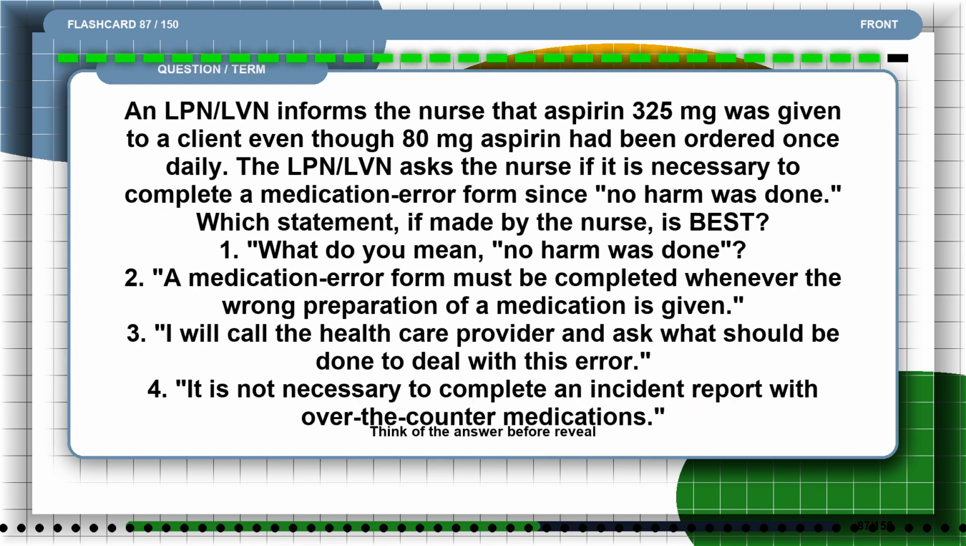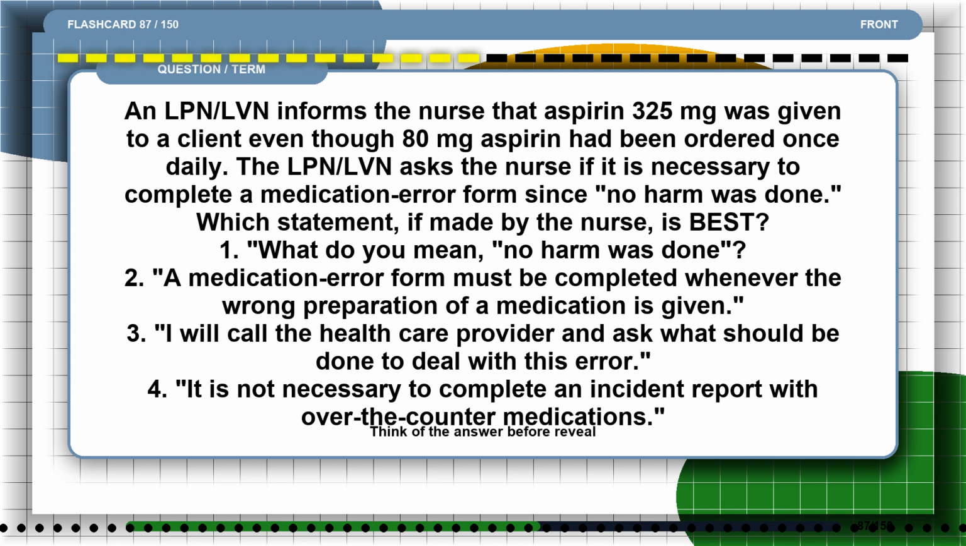Flashcard 87. An LPN/LVN informs the nurse that aspirin 325 mg was given to a client even though 80 mg aspirin had been ordered once daily. The LPN/LVN asks the nurse if it is necessary to complete a medication error form since no harm was done. Which statement, if made by the nurse, is best?